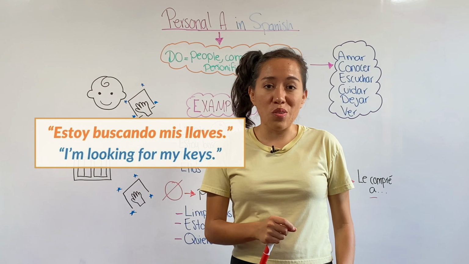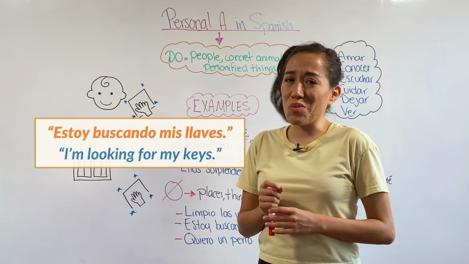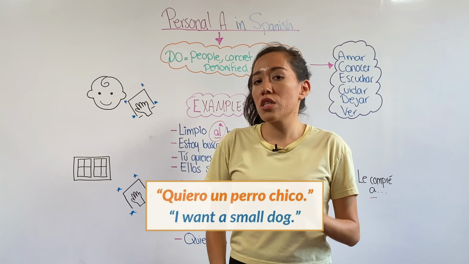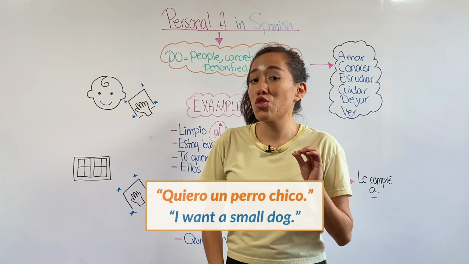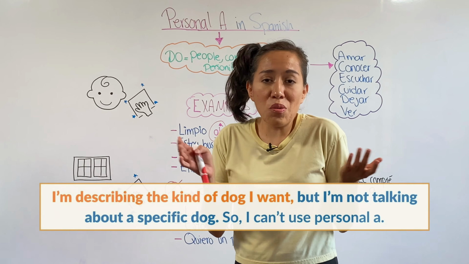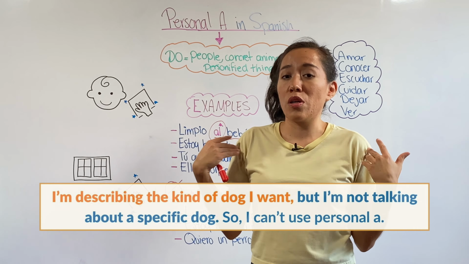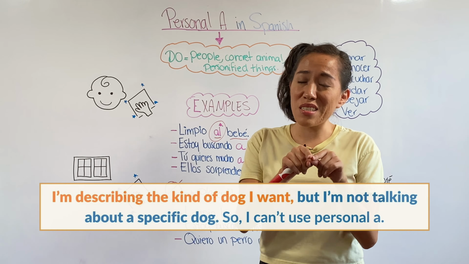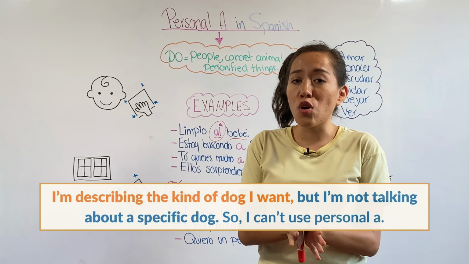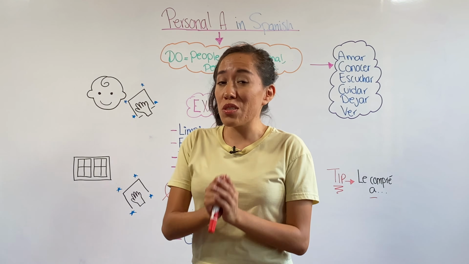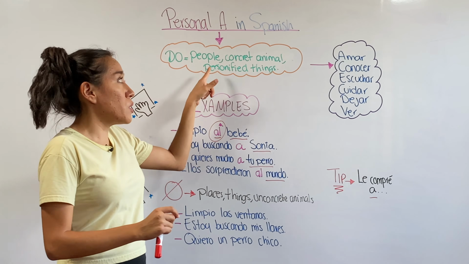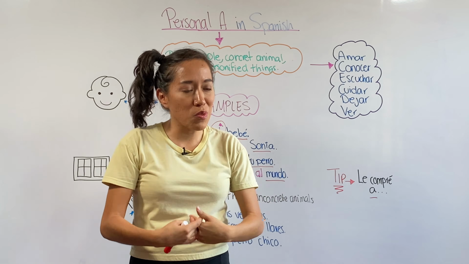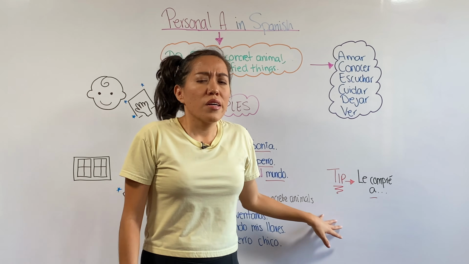Estoy buscando mis llaves. I'm looking for my keys. Have you seen them? Quiero un perro chico. I want a small dog. In this case, I don't know what dog I'm talking about. I'm just describing what I want. So this is not a specific dog compared to tú quieres mucho a tu perro. You love your dog, okay? So remember, personal a works perfect with people, concrete animals, or things that refer to a group of people, such as mundo.